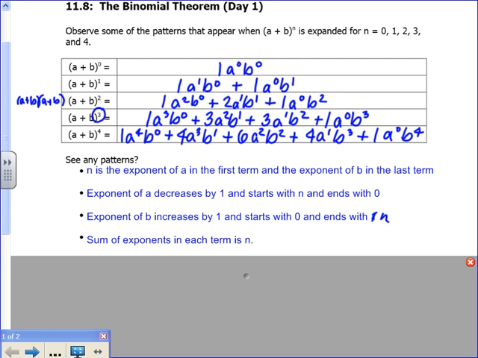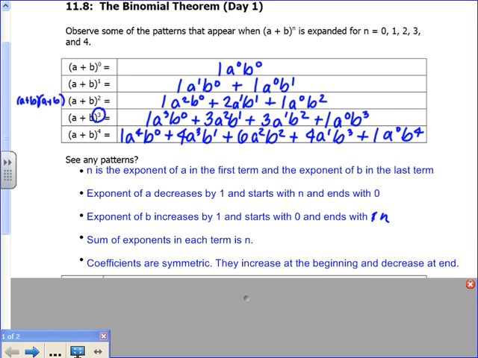So for example, this one, our n is 3. If you add up the exponents, they always equal 3 on each term. And last one, it says coefficients are symmetric. They increase at the beginning and then decrease at the end. So we're talking specifically about these numbers that are found in front of the variables. Notice they're symmetric, meaning they're the same on both sides. Here's our middle 6, and then we have 4s on the outsides of those, and then 1s on the outsides of those. They are perfectly symmetric.